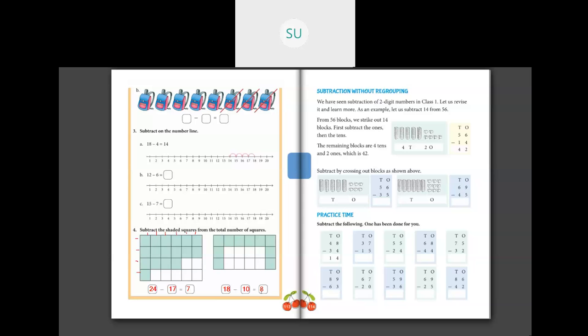So this was a quick warm-up activity on your subtraction, what you have learned in first standard. Now what we are going to do is study subtraction without regrouping. So we did addition with regrouping and without regrouping. In the same way, we will do subtraction without regrouping and with regrouping. So first we'll study subtraction without regrouping, then we'll see what is subtraction with regrouping. All right.